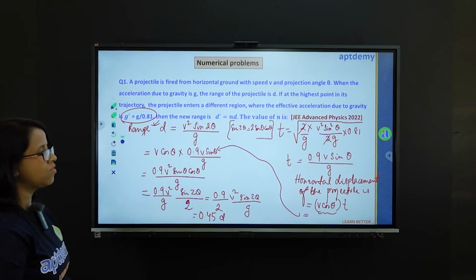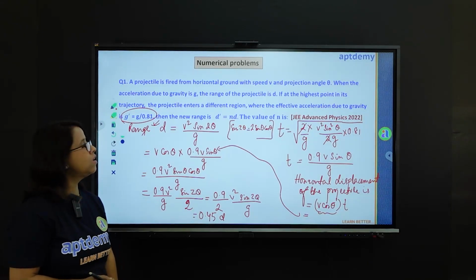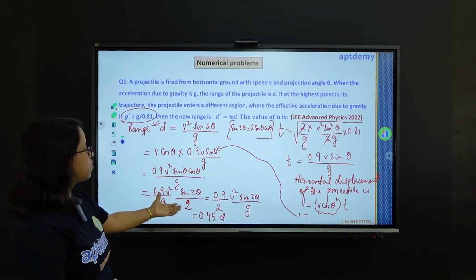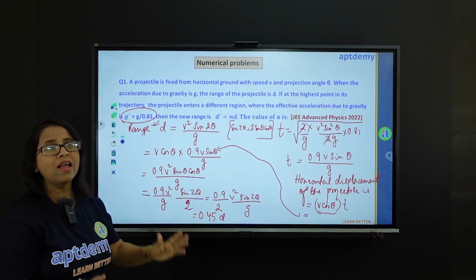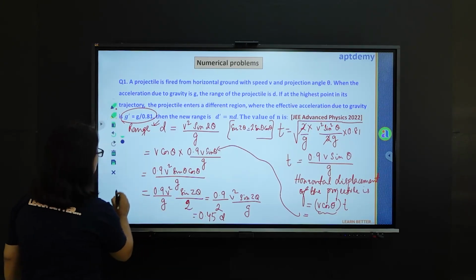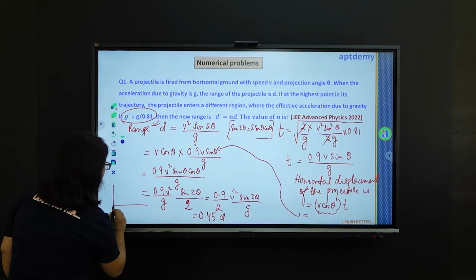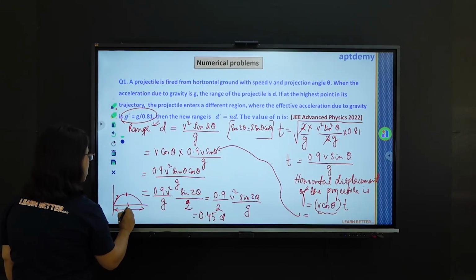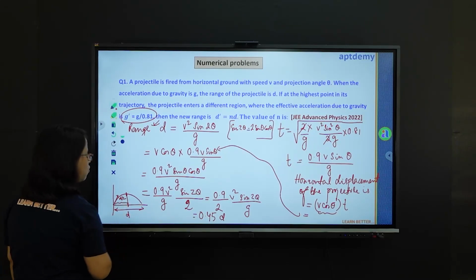So this is the horizontal displacement of the projectile. Now we need to find out the new range. This is the displacement from the highest point. Until before that, if you imagine this is the case of the projectile fired at a certain angle, this is the thing that is happening. This total distance, the total range, would have been d. So at the highest point, the distance covered would be equal to d by 2.